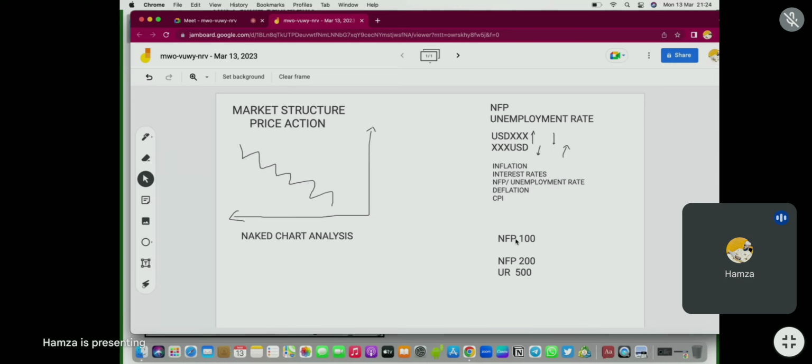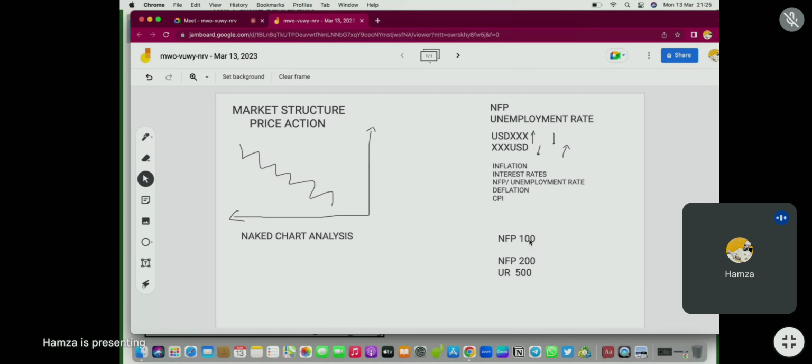February NFP print, January NFP print that was printed in February. Remember, every first week of every month, the month preceding it is being released. So if we want to release the figure for January, we print it in the first week of February. If we want to print the figures of February, we print it in the first week of March. If we want to print that of March, we print it in the first week of April, and so on and so forth.